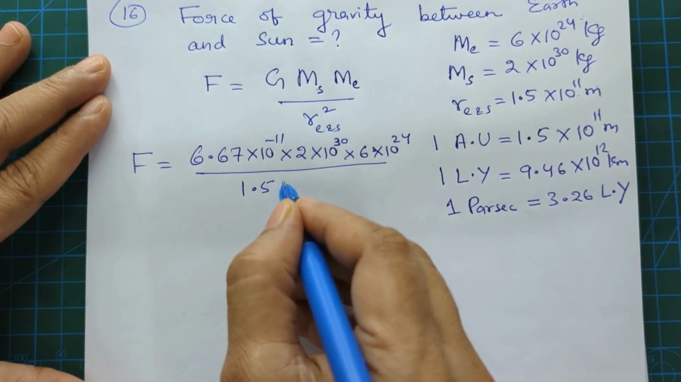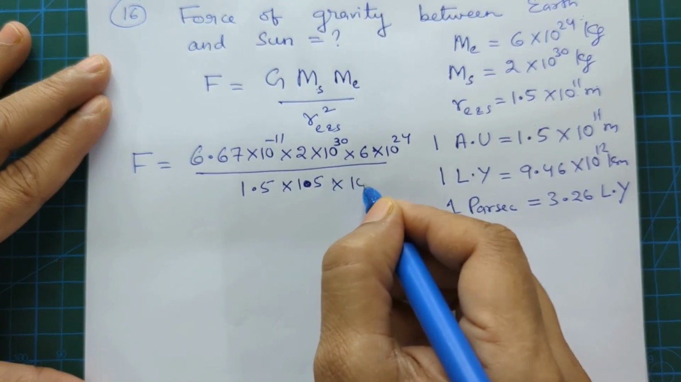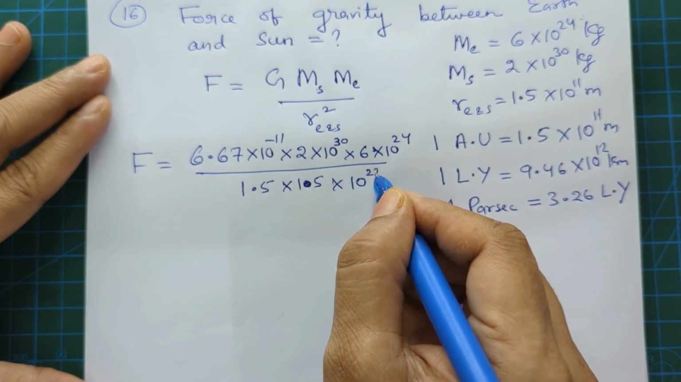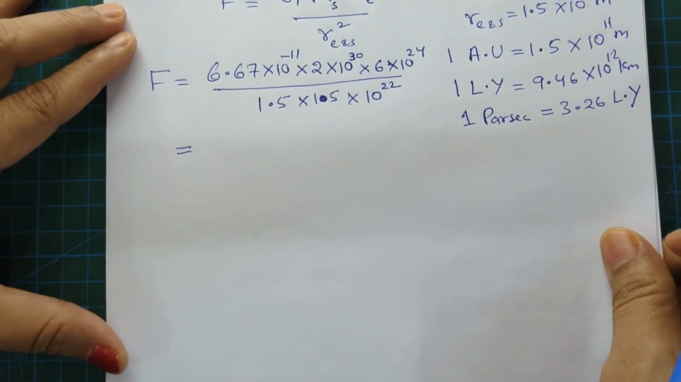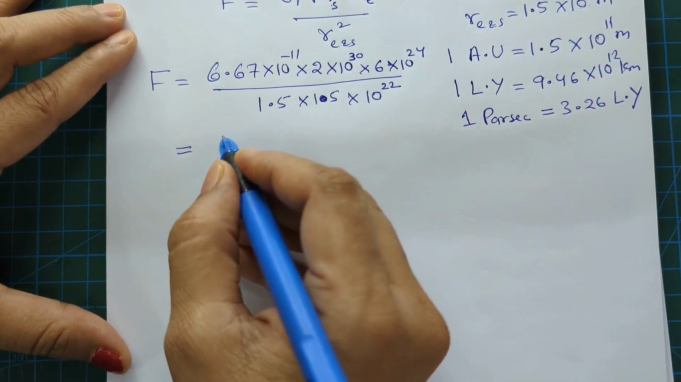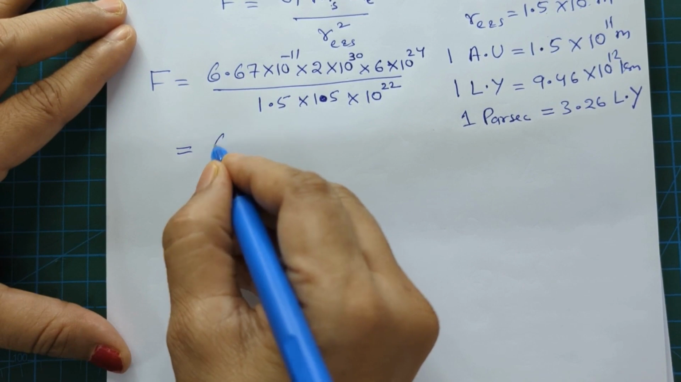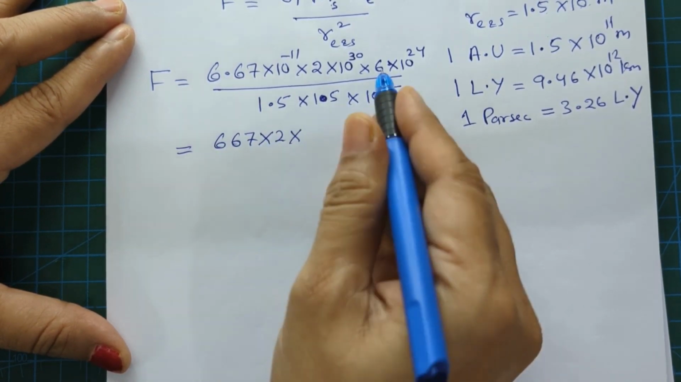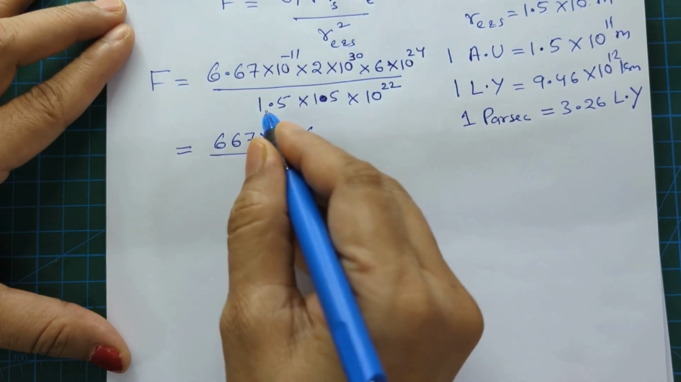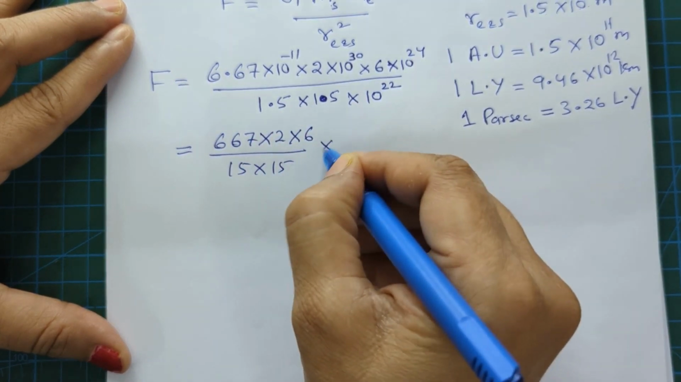So I'm writing 1.5 times 1.5 times 10 to the power 11 square means 10 to the power 22. How to solve this kind of numbers? Put all the numbers together and all the 10 to the powers together. But when I write the numbers, I will not write the decimal. So this I'm writing as 667 into 2 into 6, this one. Denominator 15 into 15. And here 10 to the power collection.